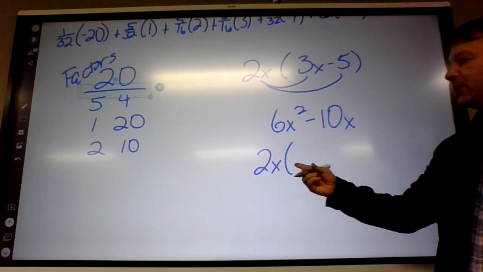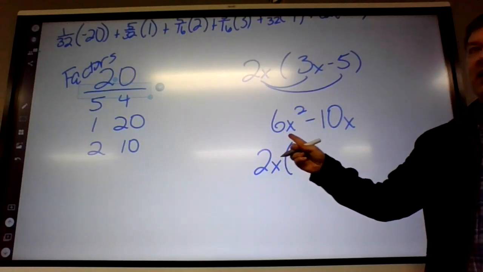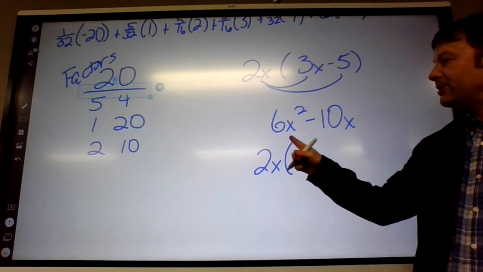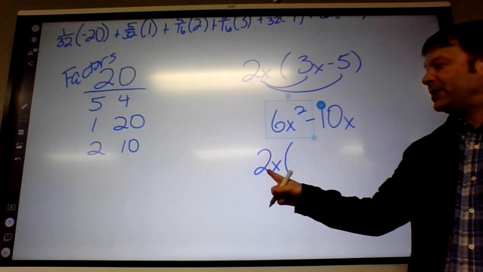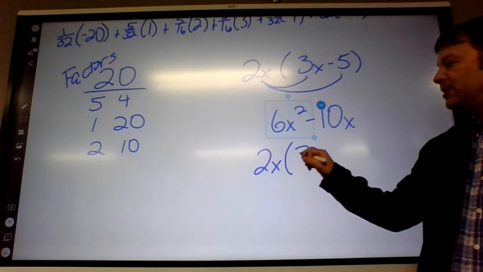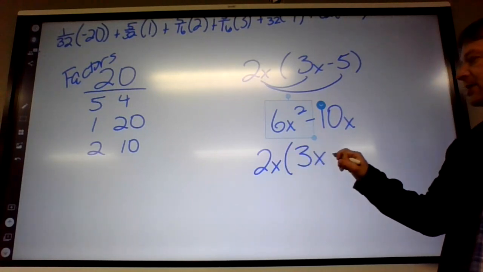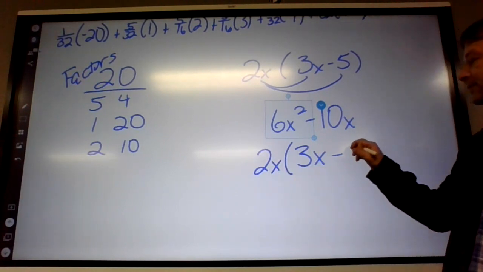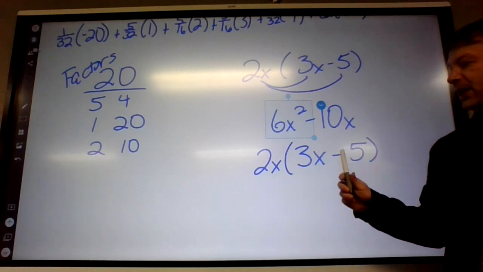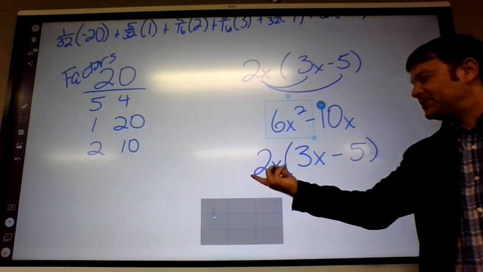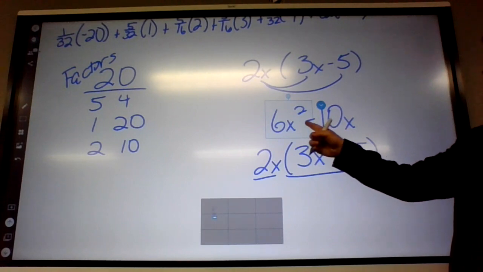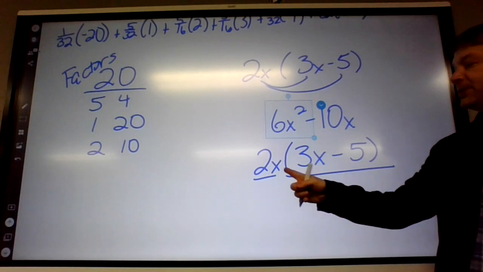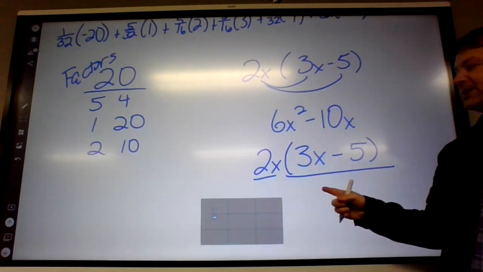In parentheses, we're going to put what's left after we take it out. When I say we're taking it out, I mean we're dividing it out. So what is 6x squared divided by 2x? 3x. X squared divided by x is x. Minus what's 10x divided by 2x? 5. This is called factoring because this factor times this factor equals this product. This is only one way of factoring, but this is what we're doing today. Does that make sense?